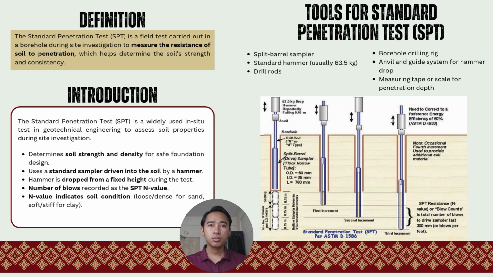To perform this test, we use a specific set of tools: a borehole drilling rig to reach the required depth, drilling rods connected to a split barrel sampler, which is a thick hollow tube with an outer diameter of 50 mm, a 63.5 kg standard hammer, an anvil and guide system to ensure the hammer falls exactly 0.76 meters or 760 mm, and finally a measuring tape to track penetration.